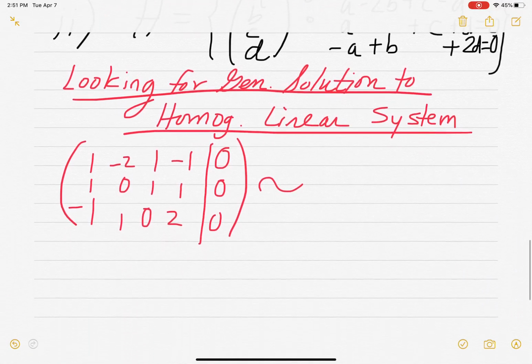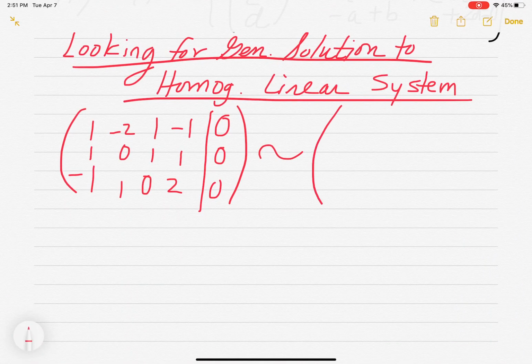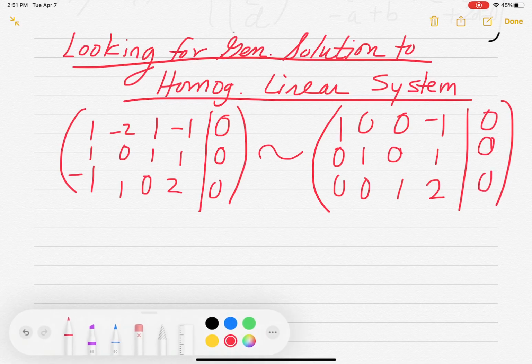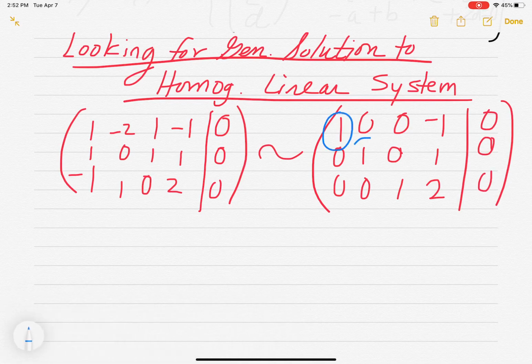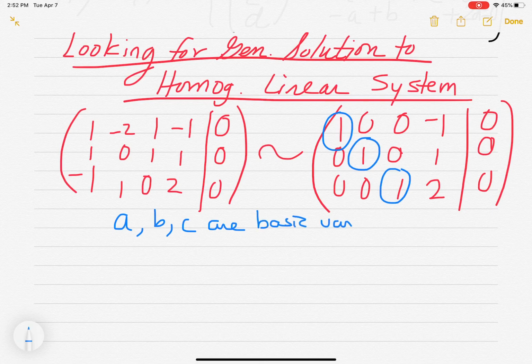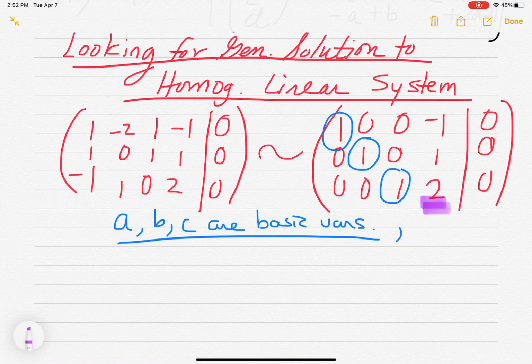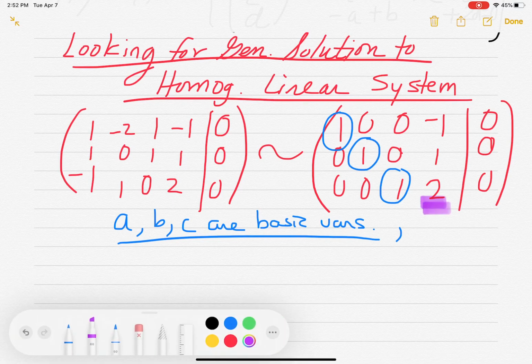What happened there? I wasn't supposed to do that. It was in writing mode. All right, so when we row reduce, we're going to get 1, 0, 0, 0, 1, 0, 0, 0, 1, negative 1, 1, 2, and on the right, 0, 0, 0, obviously. How many pivots? 3 pivots, so A, B, and C are basic variables. And it looks like D is a free variable. This column doesn't have a pivot, so D is free.